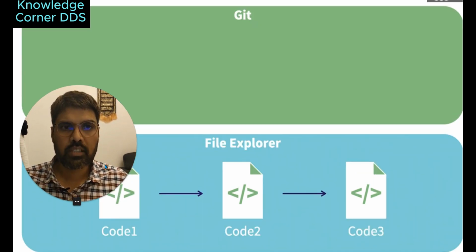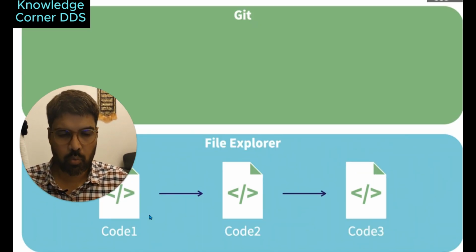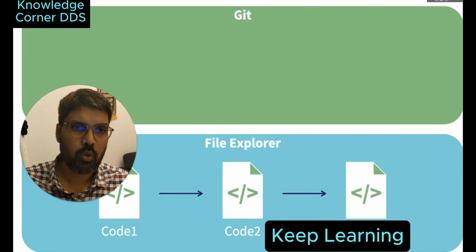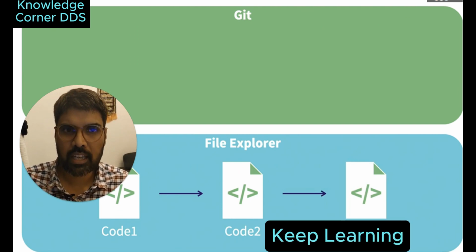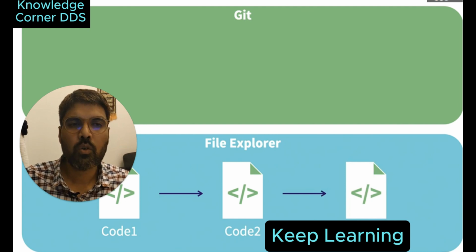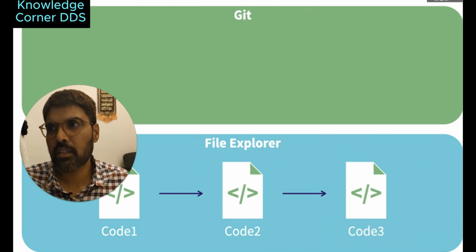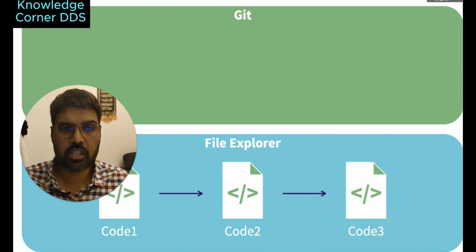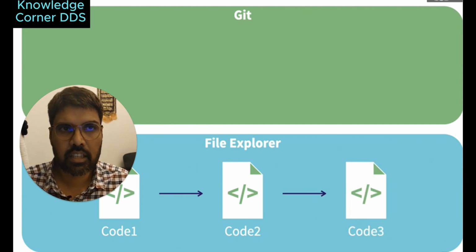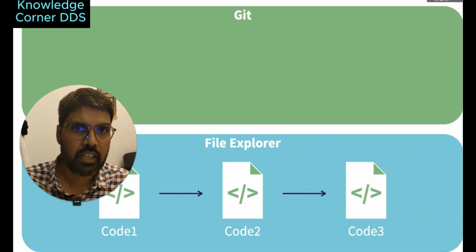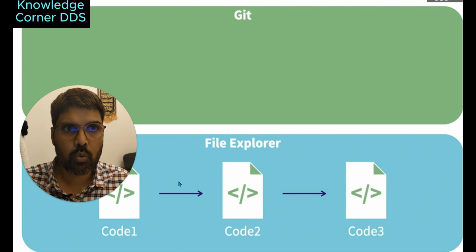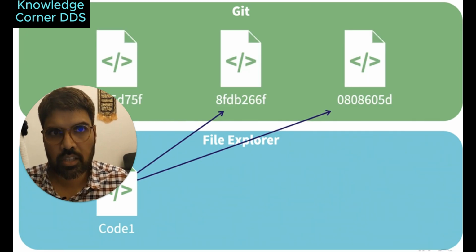So what you do is, in the file explorer, suppose you are coding and you have the same code, you again make code 1, code 2, code 3, and whatever I showed you, in your file explorer in your local system, and it is a little bit confusing. But now we have Git in place. What does Git do? The same code is there.